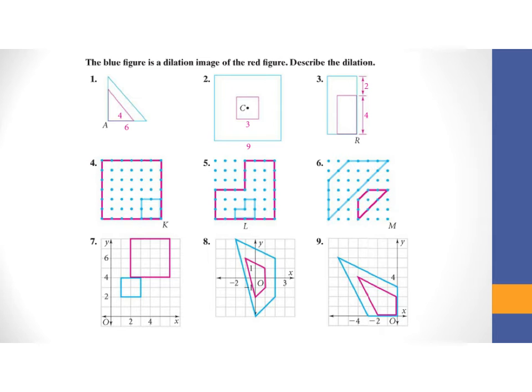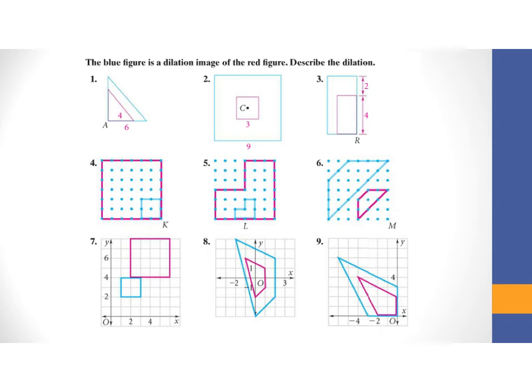Now for our final example today, we are going to look at the two figures and try to figure out what the dilation is. It says the blue figure is the dilation of the red figure. In other words, the red figure is the original image, the blue figure is the new image, so we have to figure out what that scale factor is.